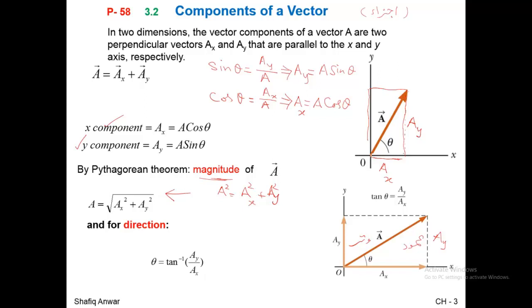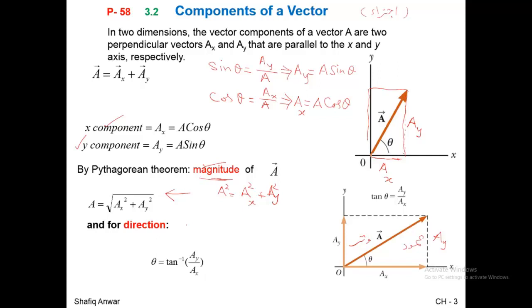Now, as we are discussing that we are dealing with vectors, so magnitude and direction both they have. So this is the magnitude, as I told you. This A is the magnitude of vector A. Now for direction, we are using the same triangle.